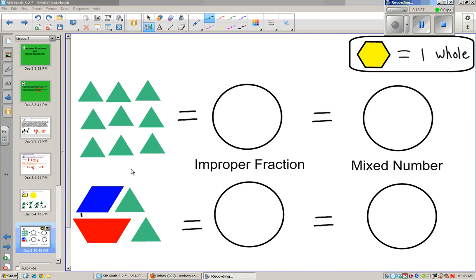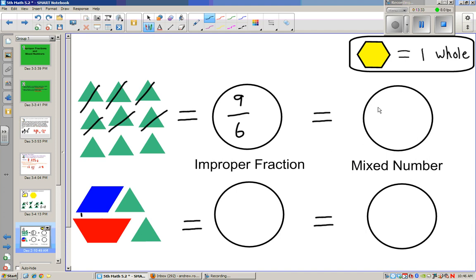Okay, so a quick explanation. We know that triangles are sixths, and we know that they're sixths because our whole is still this hexagon. So I've got 1, 2, 3, 4, 5, 6, 7, 8, 9. So I have 9 sixths, because each one is a sixth, and there's 9 of them. Now I know that 6 of these will make a whole, so I'm going to cross out 6. 1, 2, 3, 4, 5, 6. That's one whole. Can I make another whole? No, because I've only got 3 left. So that's going to be 3/6. So 9/6 is the same as 1 3/6.